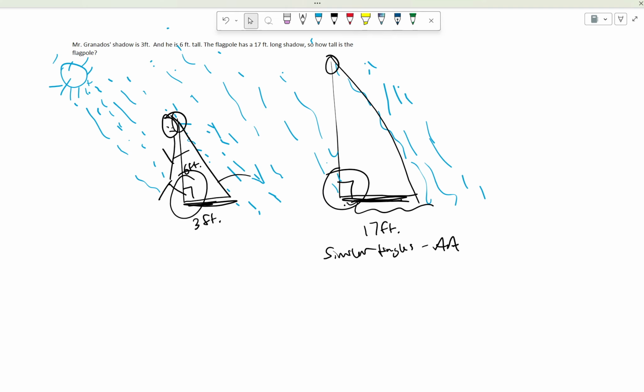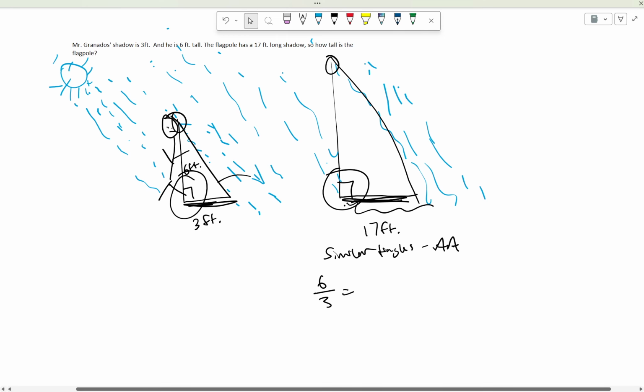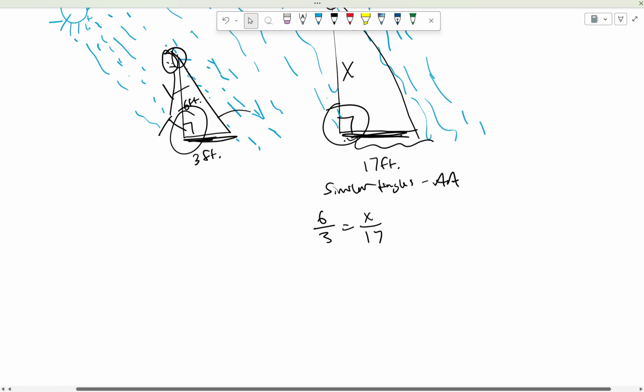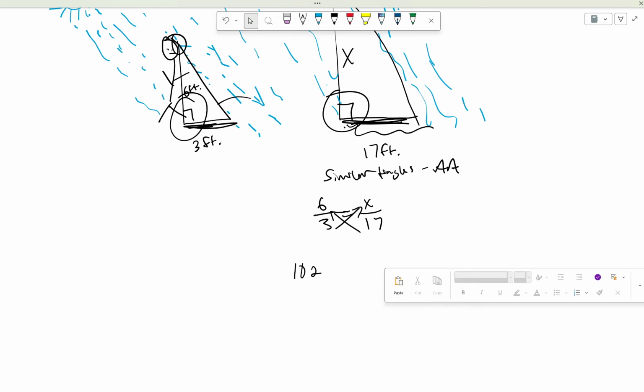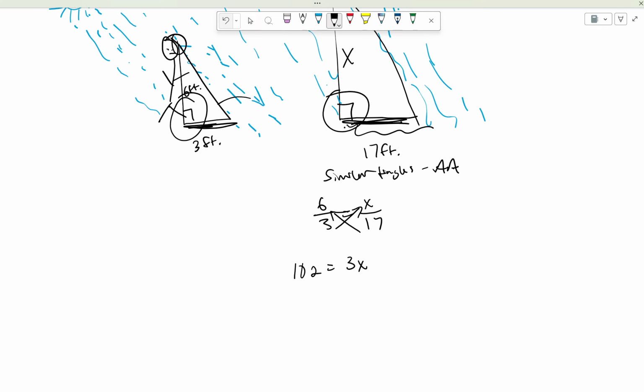So if these triangles are similar, then we have a proportion, which would be 6 to 3 is the same as whatever this height is of the flagpole, x to 17. Okay? And we take a cross product, right? Which we did in class. And this is now easy, right? 17 times 6 is an easy problem. Because, of course, you guys know that your calculator makes it very easy, right? And you are a master of the machine.